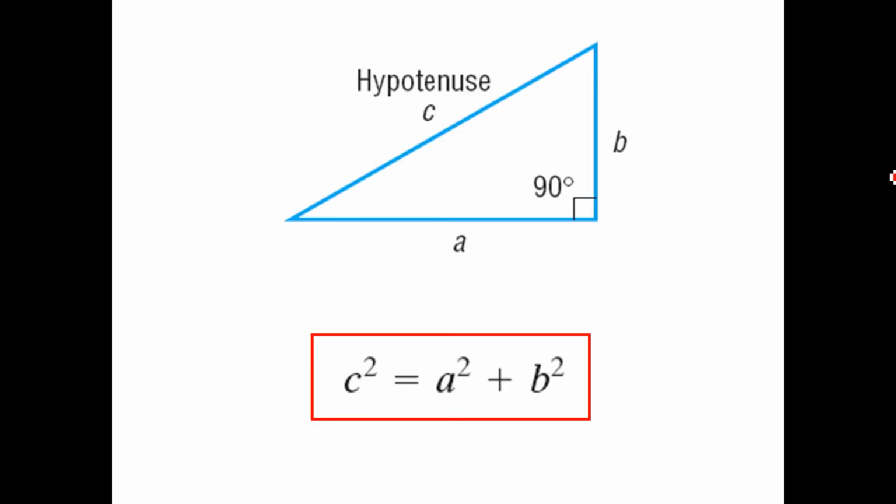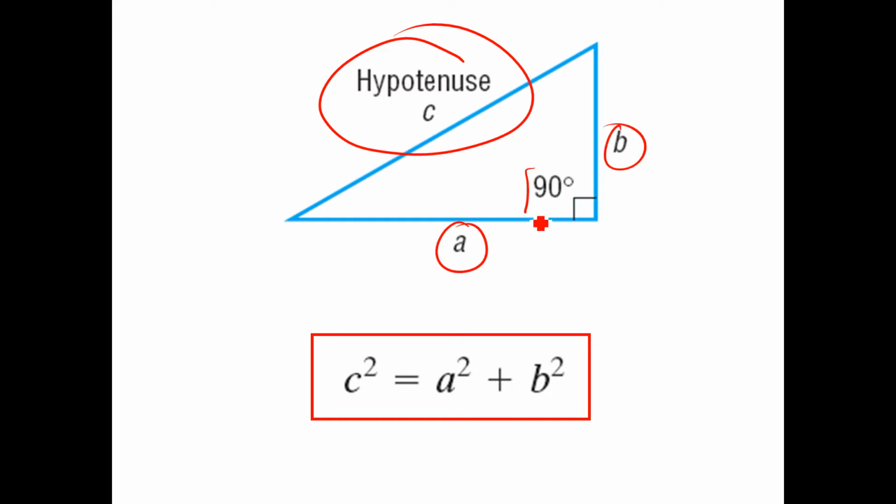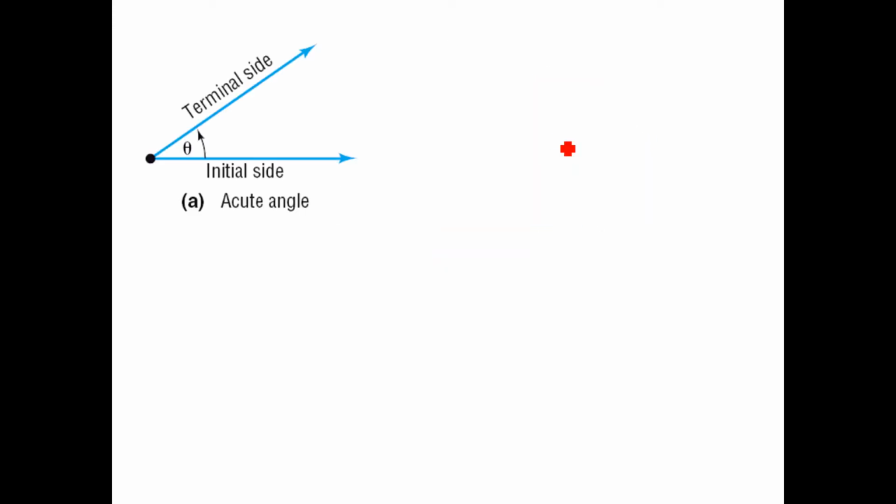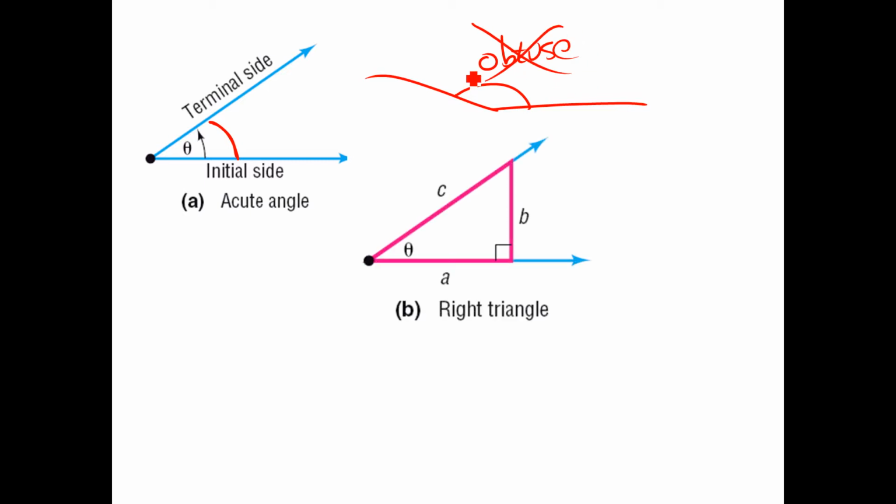So this is our old friend Pythagoras. The Pythagorean theorem is c squared equals a squared plus b squared, where c is your hypotenuse and a and b are the legs of a 90-degree right triangle. So just quick review. An acute angle means that you are less than 90, right? If you are bigger than 90, you are an obtuse angle. So we are not going to do any obtuse angles in this section. We'll deal with those later.